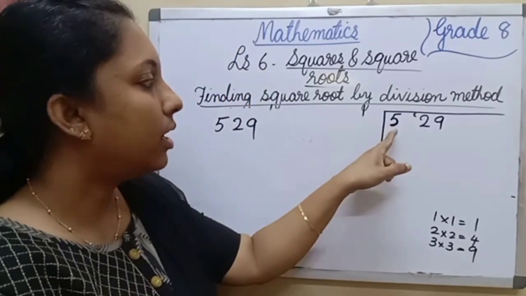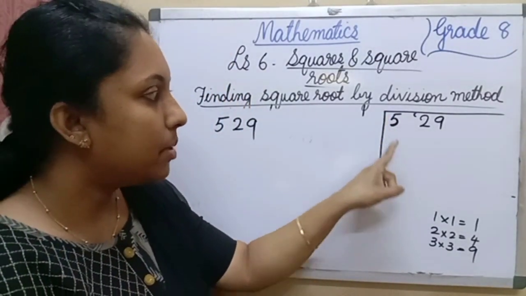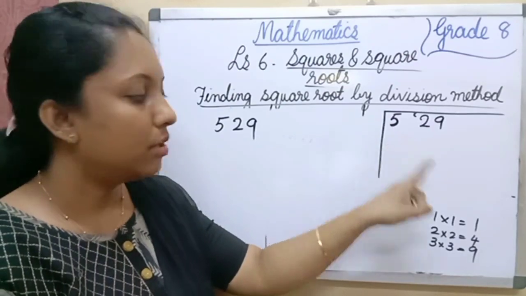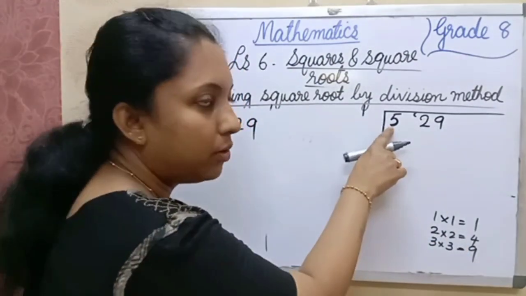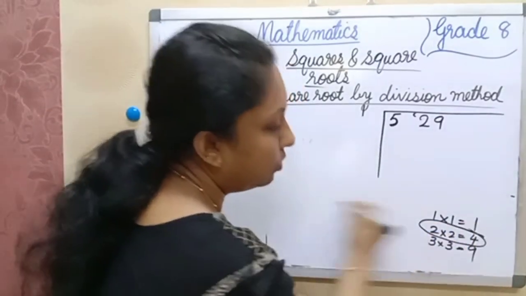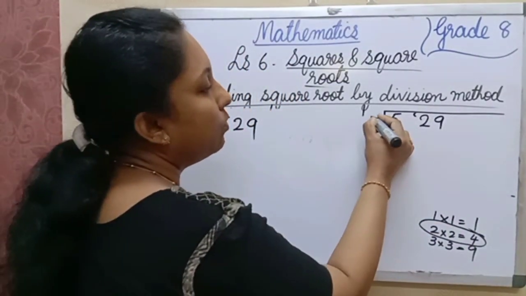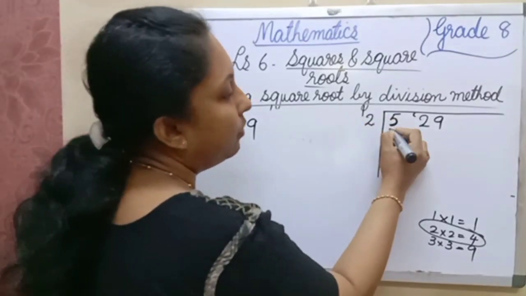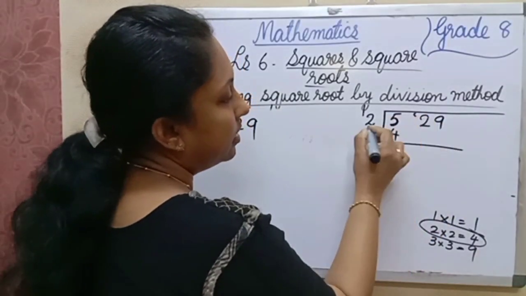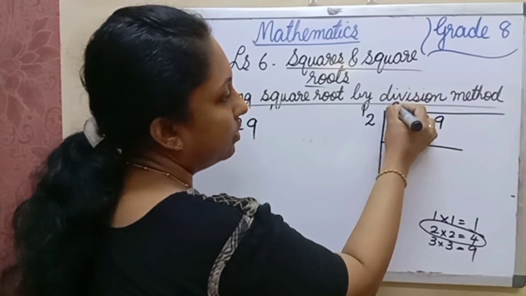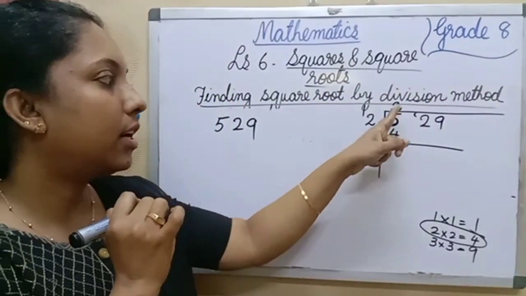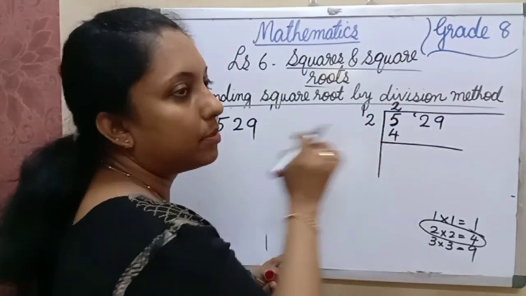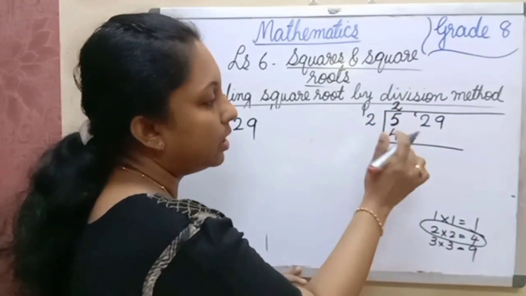So what do we want here? The square number which is less than or equal to 5. So 4. 2 twos are 4. So that 2 you can write in the divisor place here, and 4 below. The same way, 2 in the quotient place also. Then 5 minus 4. Subtraction only, not division. So 5 minus 4 is 1.